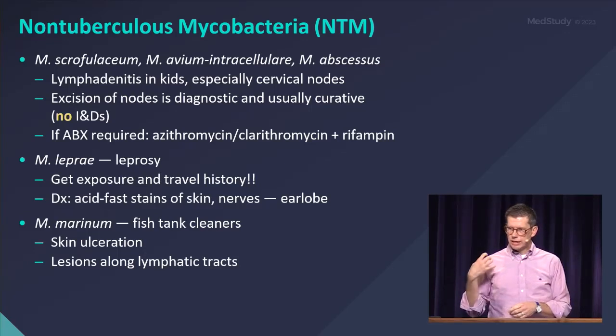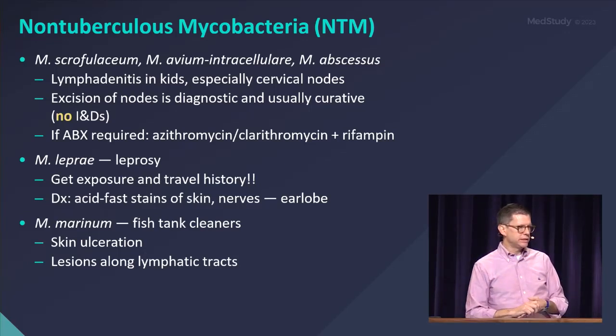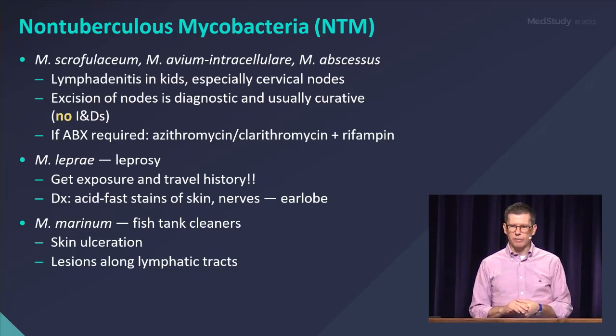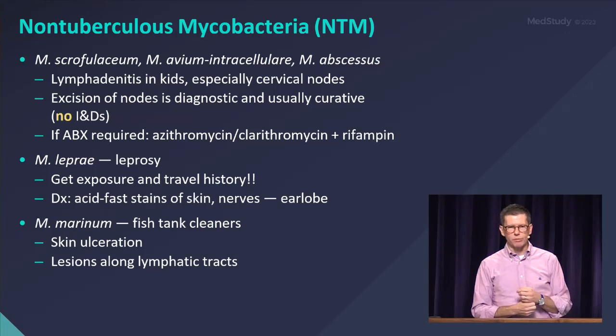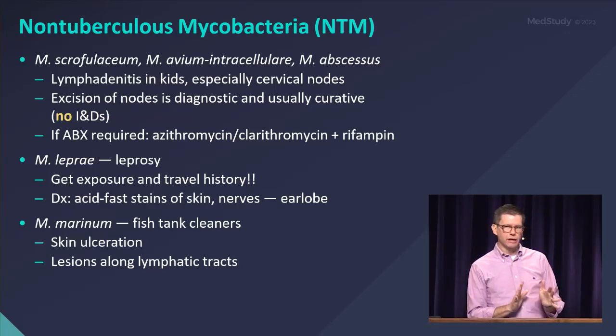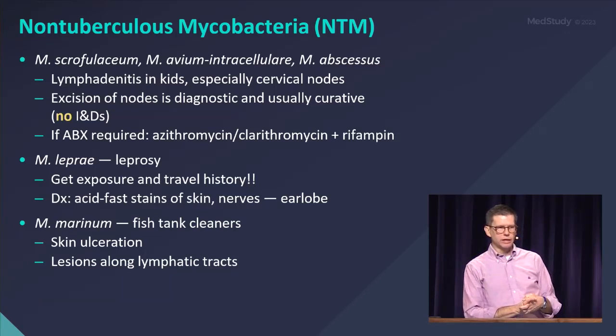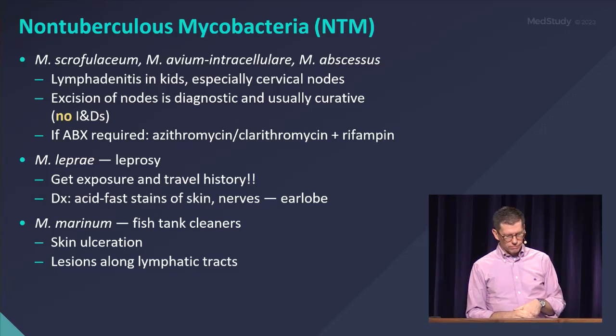Sometimes if it's necrosed quite a bit, our ENT friends will ask us to do antibiotics for a little bit, and then they'll go in and do excision. If we do that, we'll typically use a macrolide, whether azithro or clarithromycin, and rifampin for a certain amount of time. Again, we typically have to treat these for at least a few months, because they tend to be slow-growing bacteria, and so we need to treat them for a while longer.